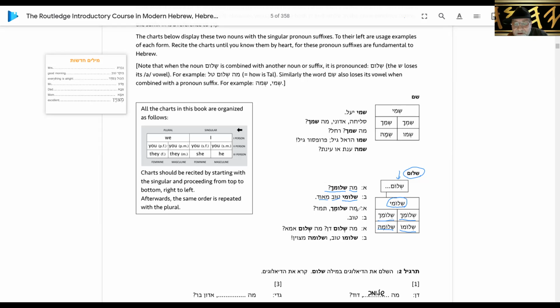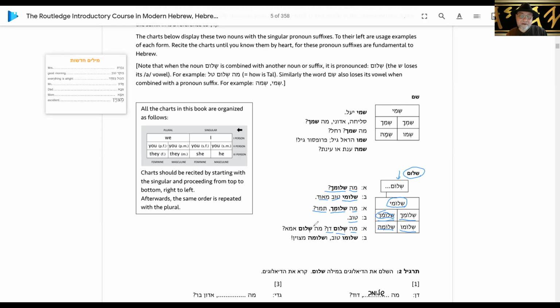Number Aleph here, we've got ma shlomech Tamar. How is your peace, Tamar? And so in this case, it's using this one here, shlomech. In other words, how are you, Tamar? And Tamar, the answer would be tov. She just says tov. Okay, Aleph, ma shalom, Dan.